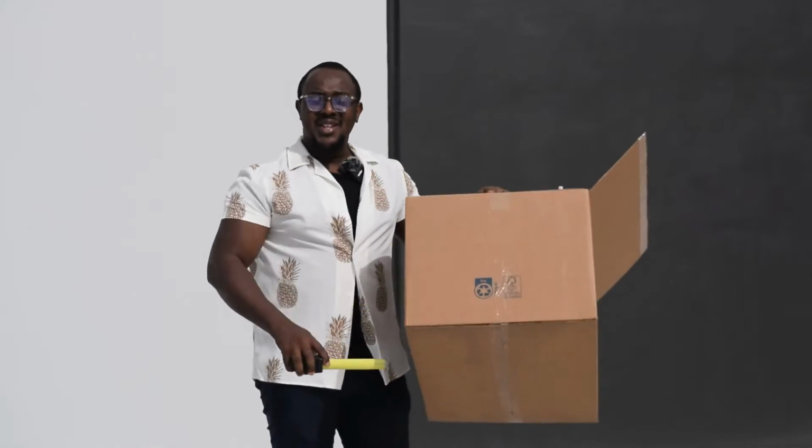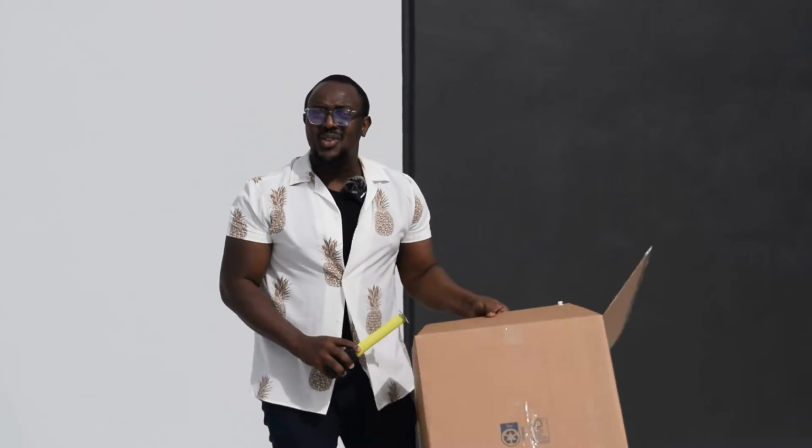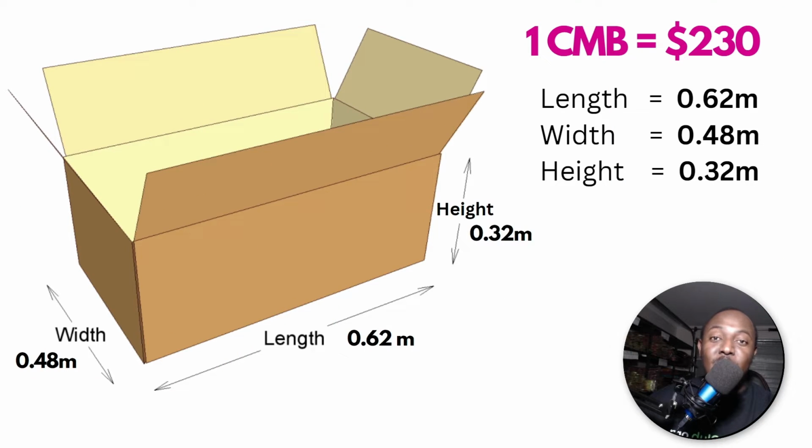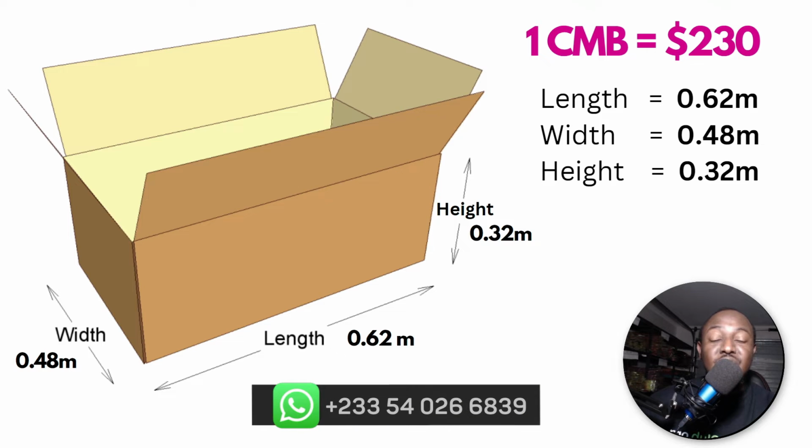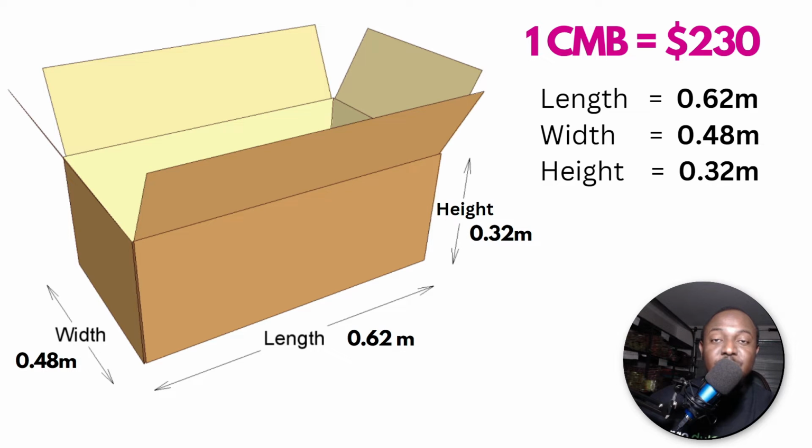After you get the measurements, calculating your CBM is really easy. Take the scenario where we import fufu and ship it from China to Ghana. On current charges, 1 CBM equals $230. Let's say we have this box. It depends on what tape measure you use.